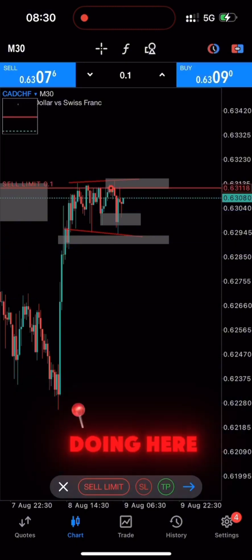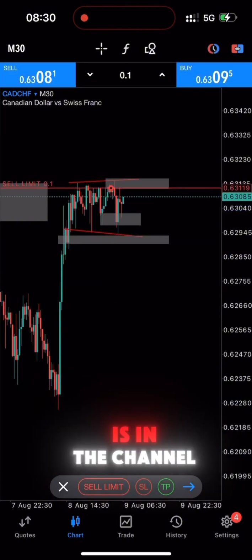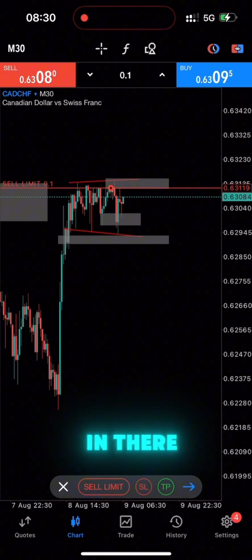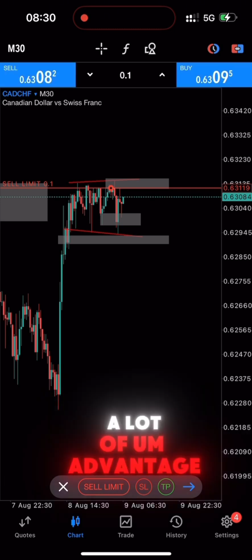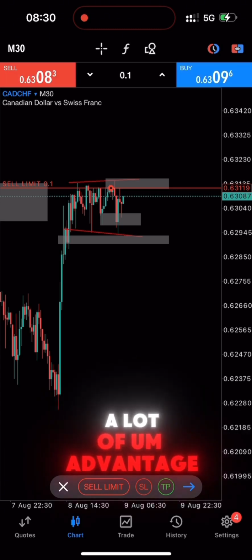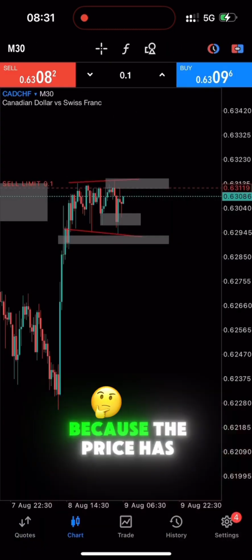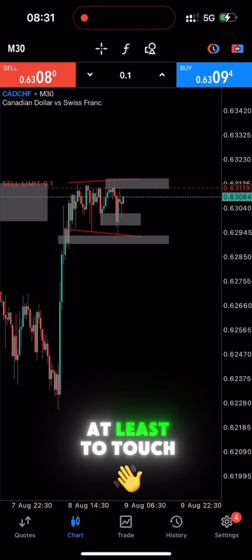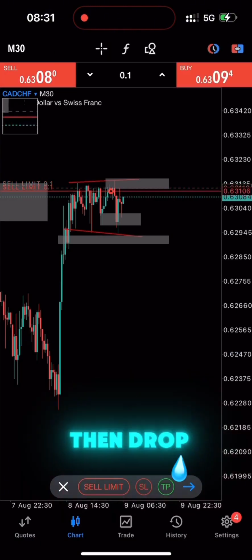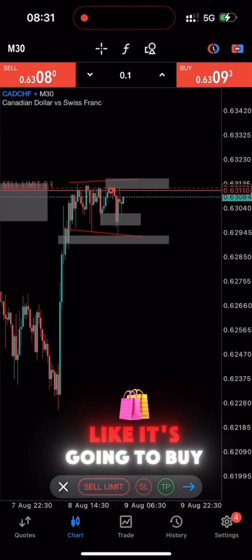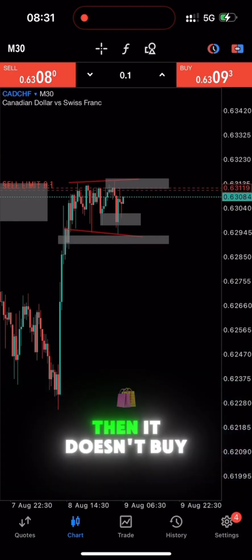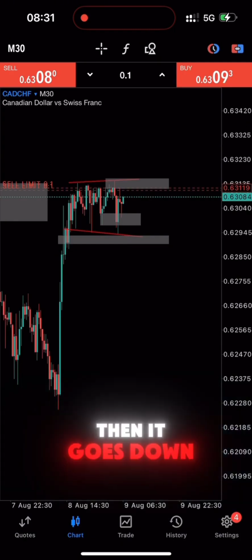Just do as I'm doing here. Trade it while it is in the channel in there. That will give you a lot of advantage. So I'm going to put my sell limits on top there, because the price has to go at least to touch the upper trend line and then drop. It has to pretend like it's going to buy going upwards, then it doesn't buy, then it goes down.